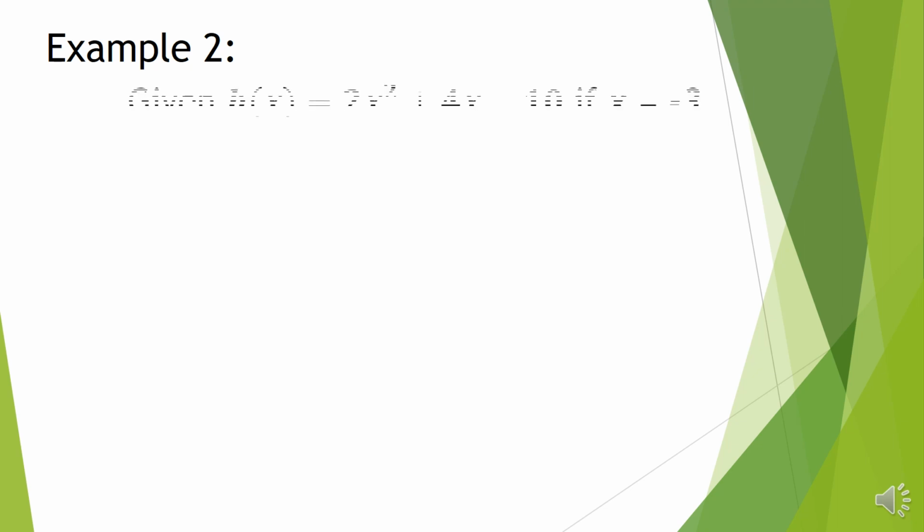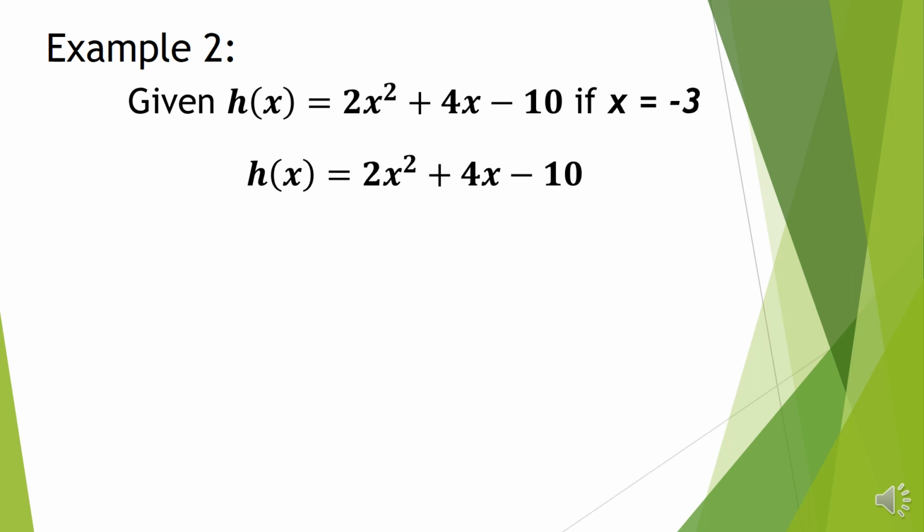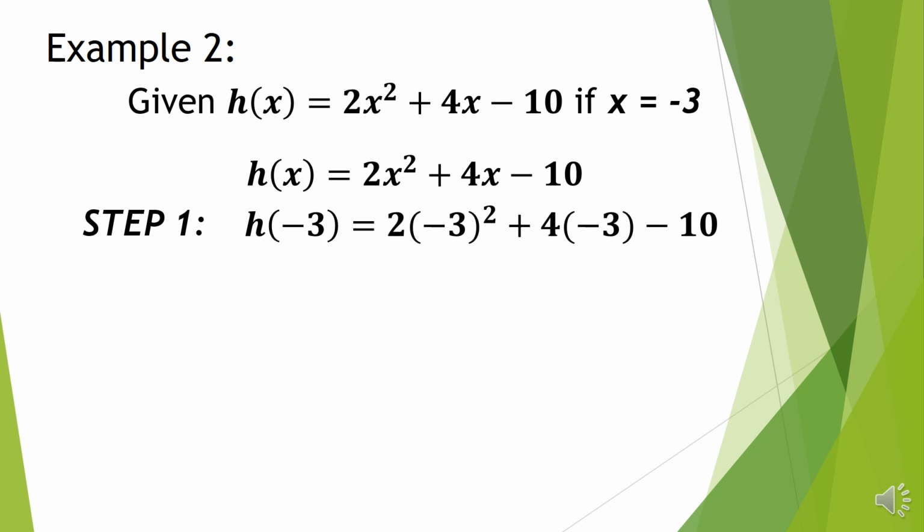Example number 2. Given h of x is equal to 2x squared plus 4x minus 10, if x is equal to negative 3. From the given function h of x, we will now replace all x with negative 3. This is our step number 1. You have observed that x is replaced by negative 3, x replaced by negative 3, and x replaced by negative 3.